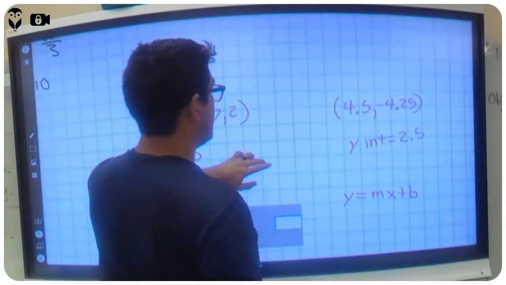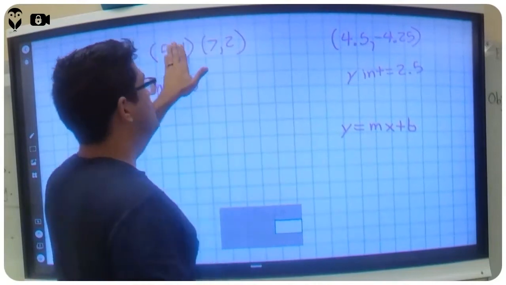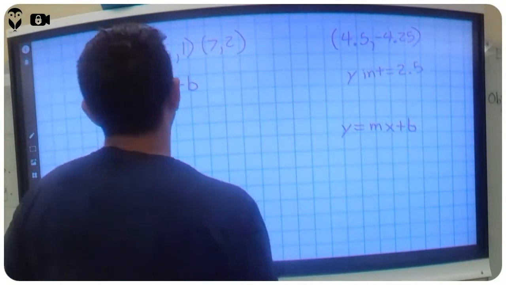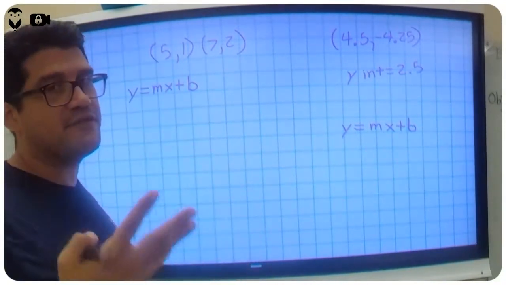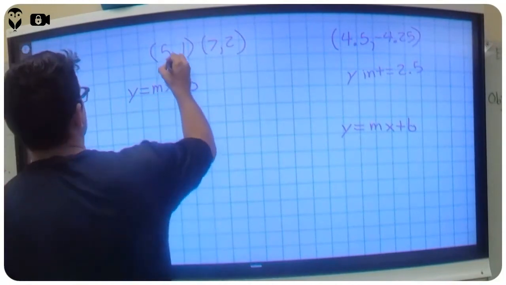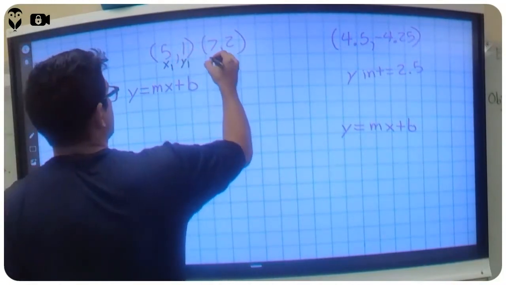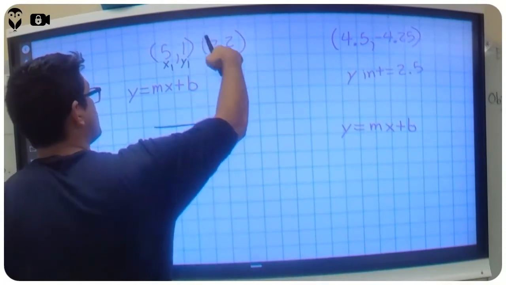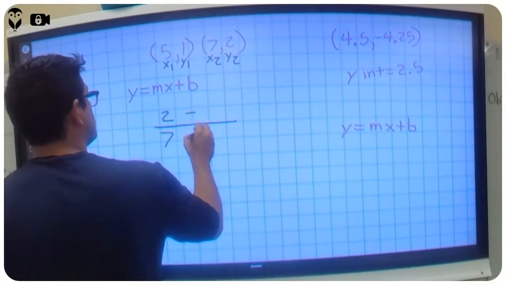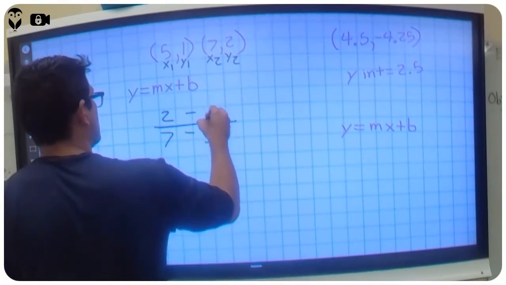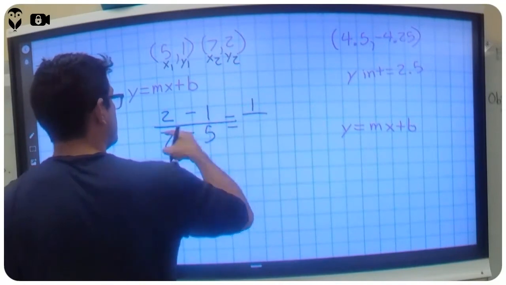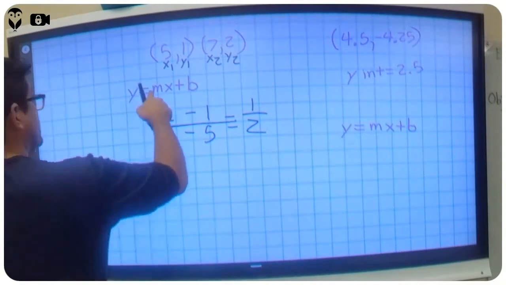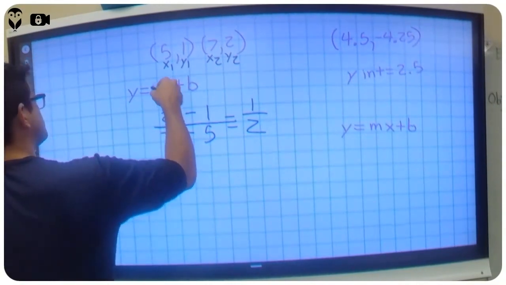So here's the last thing. What if I gave you 2 points and asked you to write the whole equation? Find the y-intercept and everything. Well, if I get 2 points, you can easily find the slope, right? So this is x1, y1, x2, y2. So this goes first, right? 7, 2, minus, minus, then 5, 1. That's going to be 1 over 2. So my slope is 1 over 2. So we know that the slope is now 1 over 2.